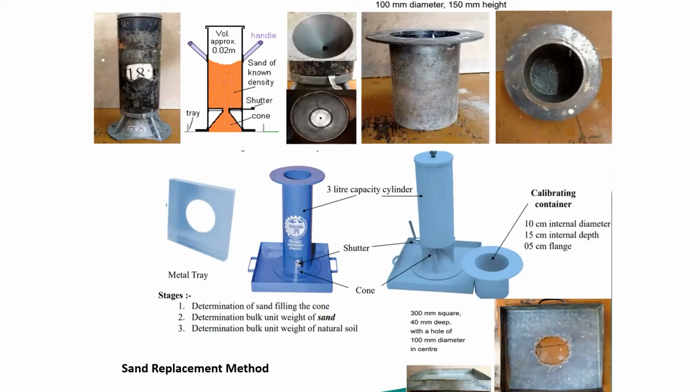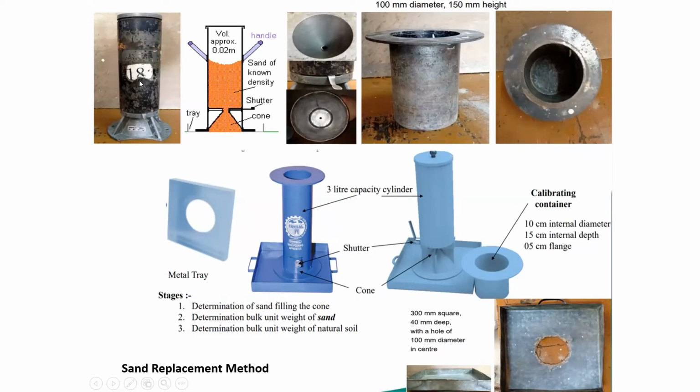Now what will you do after understanding this? You want to check the density. So what will you do? You will do the field testing. What is the field testing you are going to do? Core cutter method as well as sand replacement method. This is the sand replacement method. You can see this is the plate where you are going to do that.